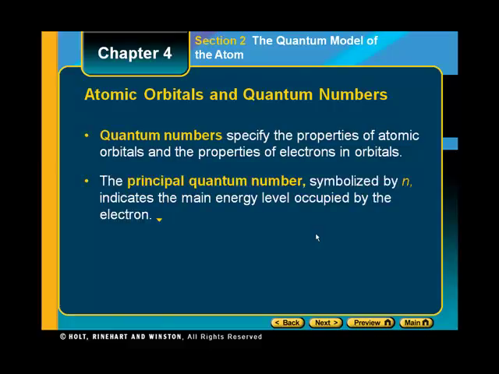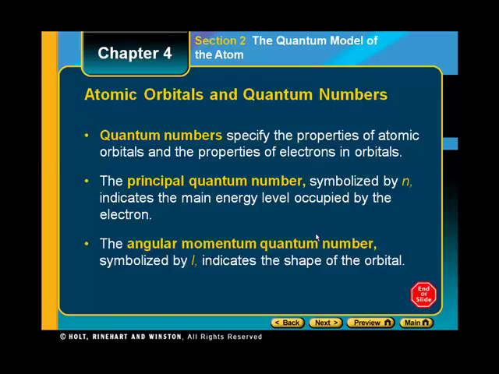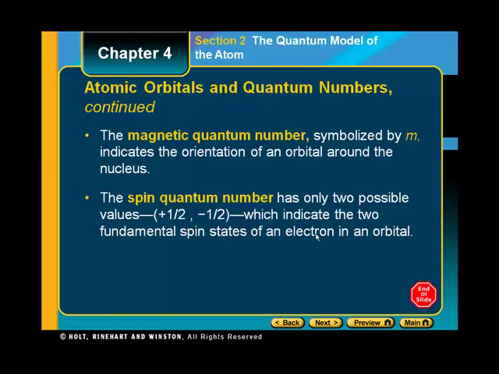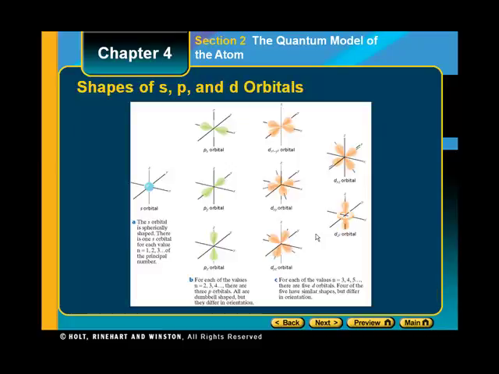And so quantum numbers, we have 4 quantum numbers that tell us all we need to know about where an electron is likely to be. Okay? The first one is the principal quantum number. That's the main energy level. The next one is the angular momentum quantum number, which tells us the shape of the orbital. Then the magnetic quantum number, which is the orientation of the orbital. And then the last one, the spin quantum number, which tells us which spin state it's in, the positive direction or the negative direction. Okay?